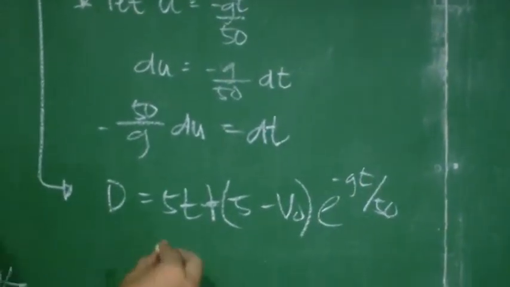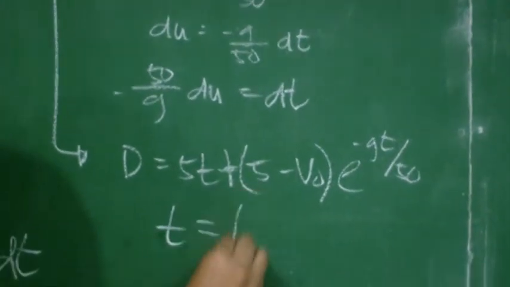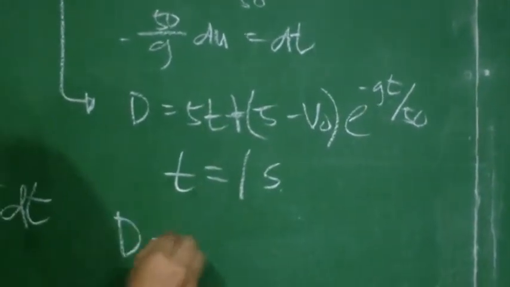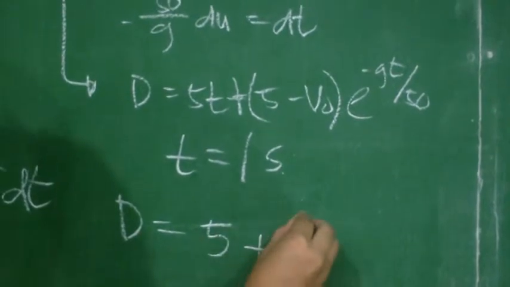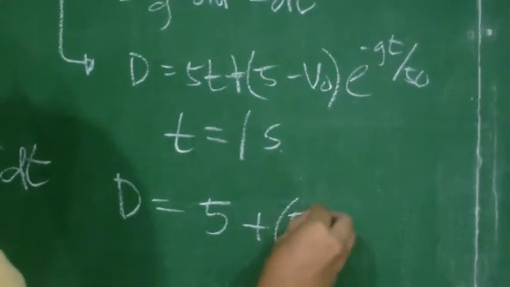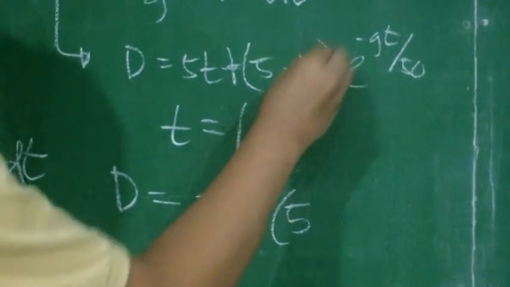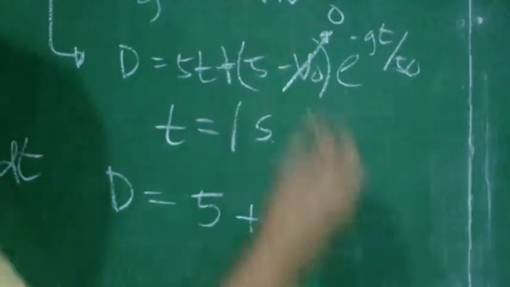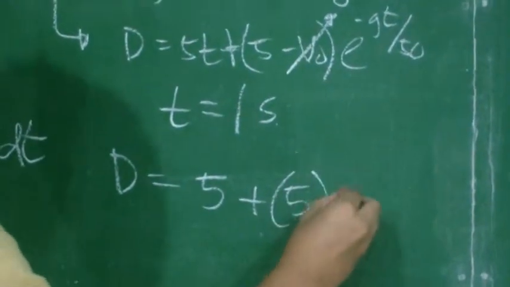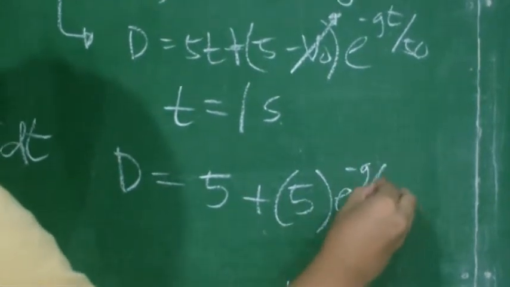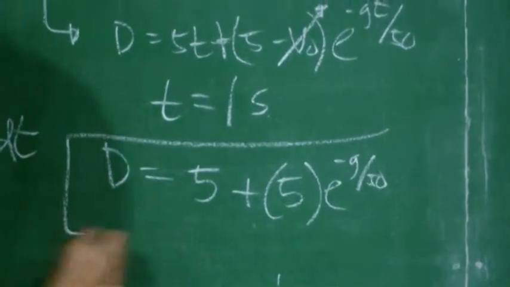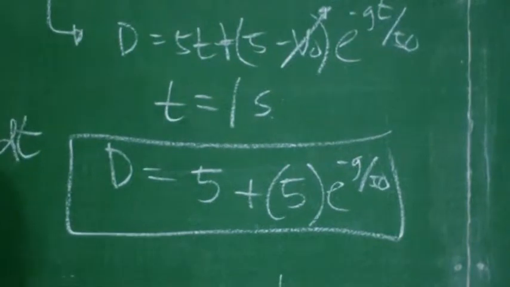Now, when time is equal to 1 second, the distance would be 5 plus 5 times V0, because the sled starts from rest, so V0 is 0, times e to the negative g over 50. This is the distance after 1 second.